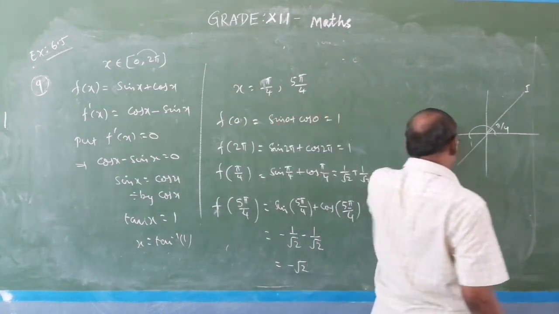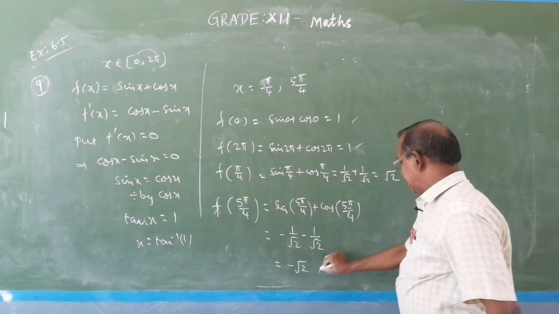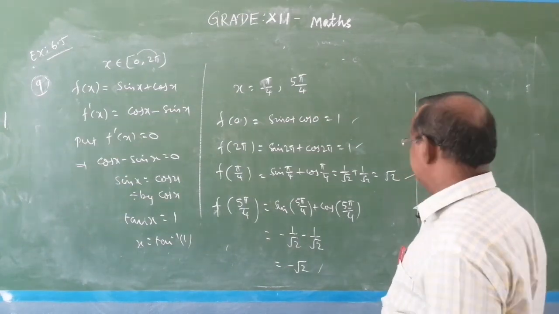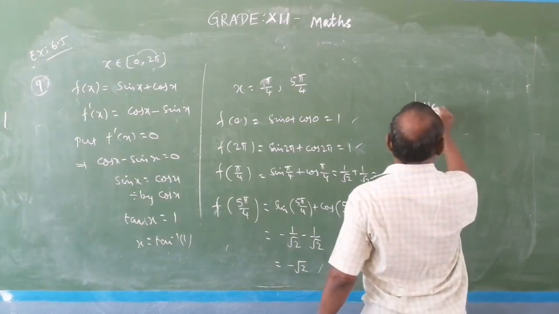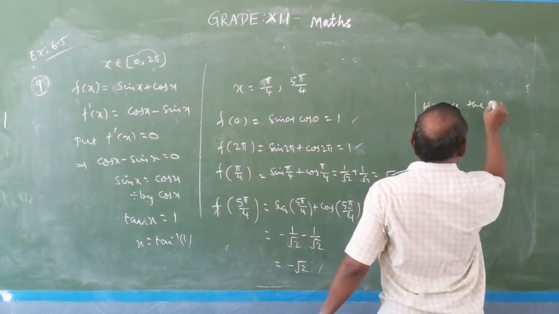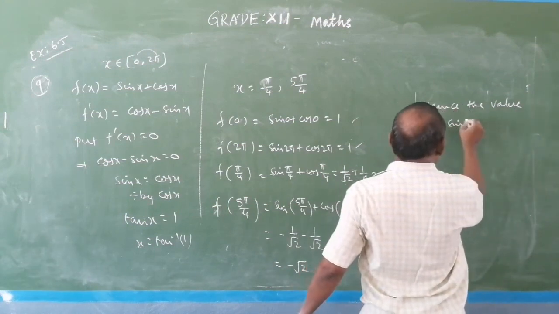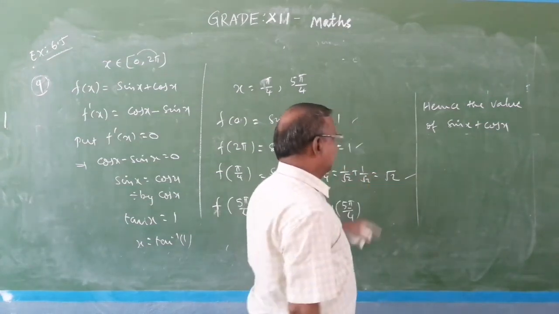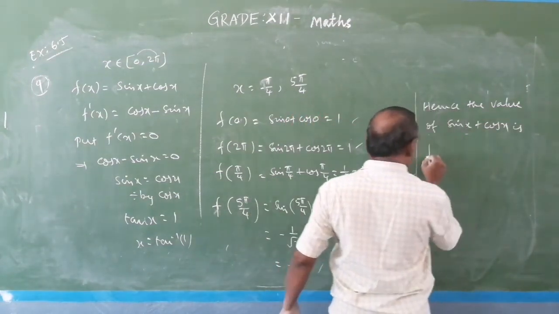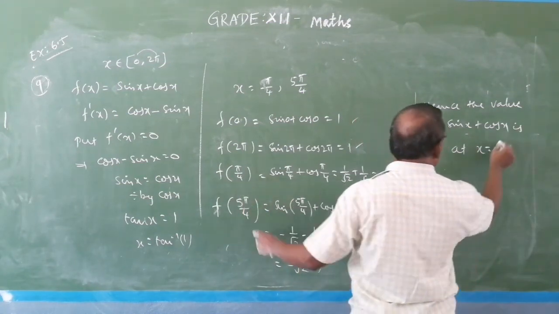Now among all these values, we have 1, root 2, and minus root 2, but the question is where it attains the maximum value. Hence the maximum value of sin x plus cos x is root 2, at x equal to pi by 4.